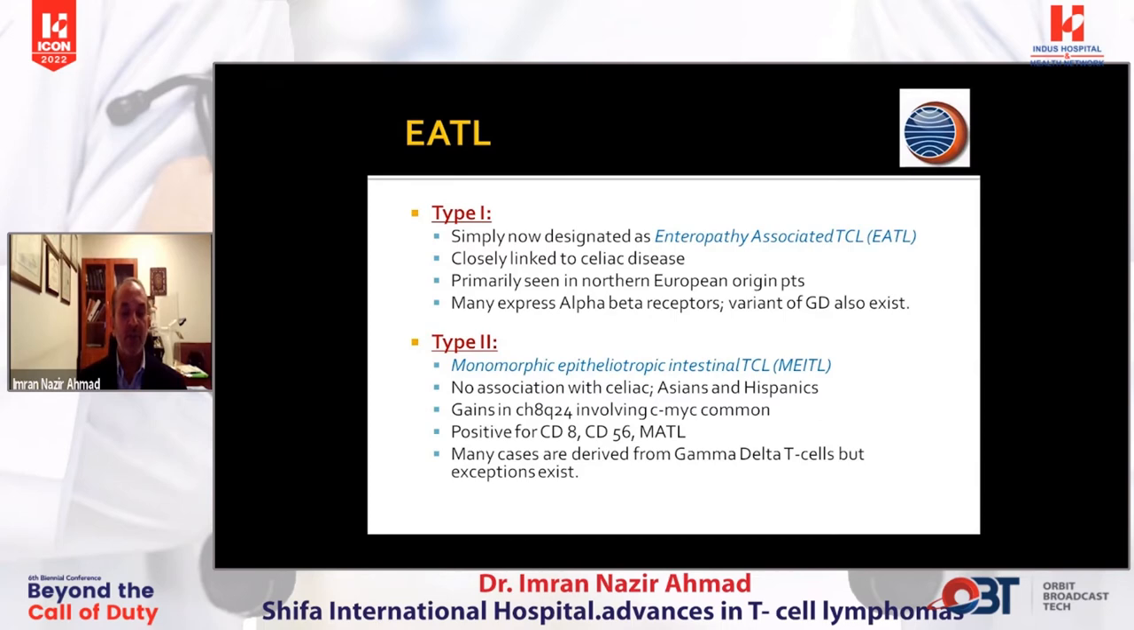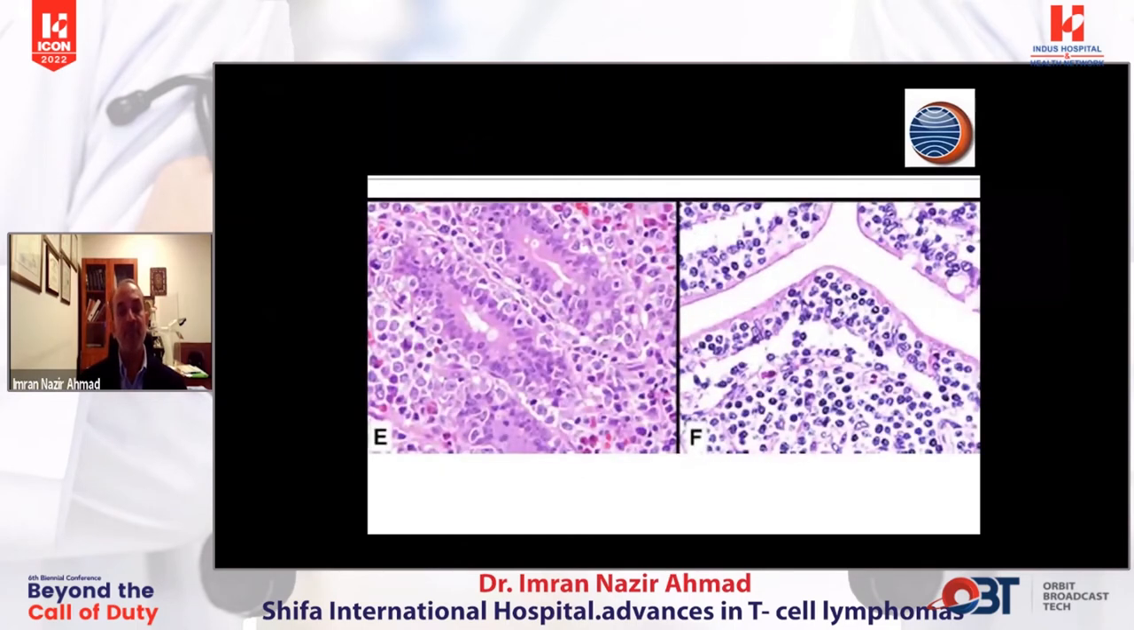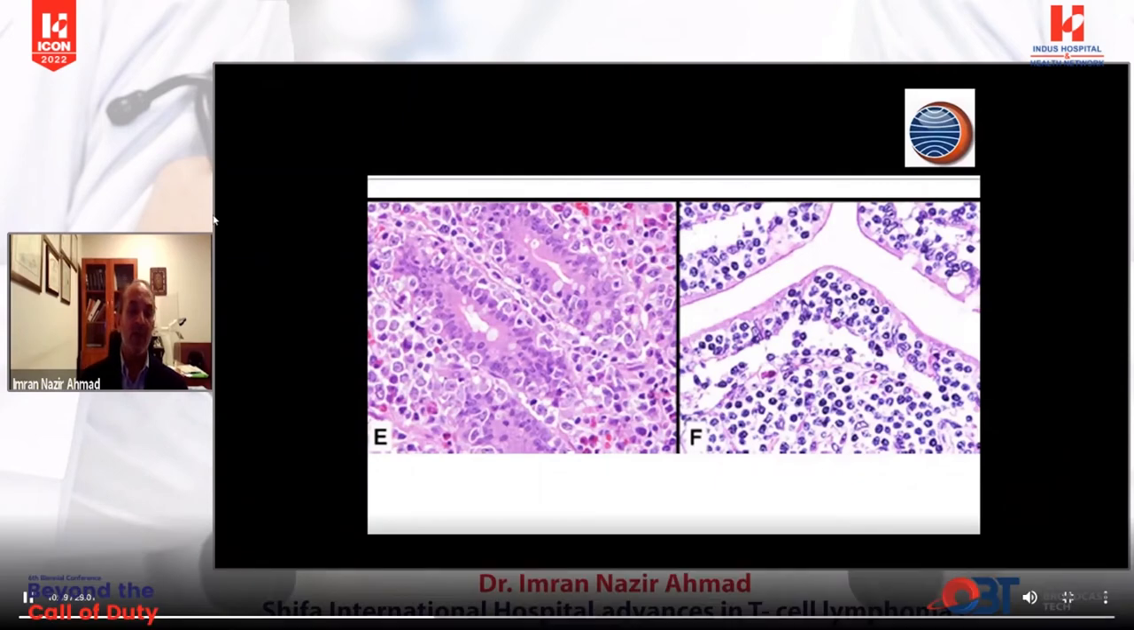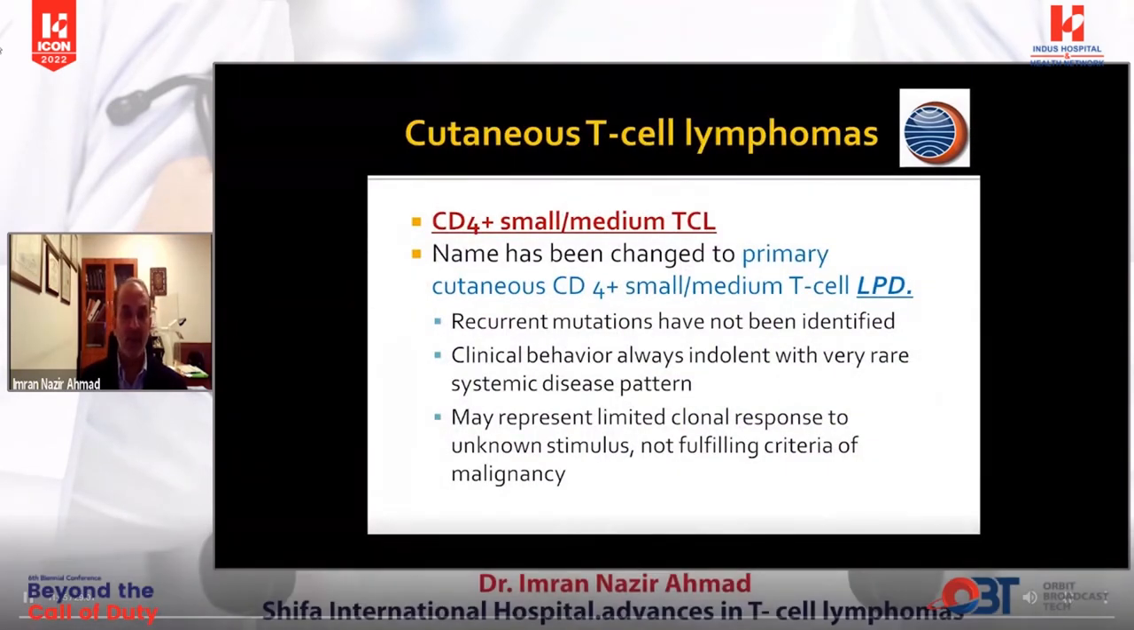These MEITL patients will have gains of chromosome 8q24 involving the c-MYC region. These cases are mostly CD8 positive, CD56 positive, and MATK positive as well. Most of these cases are derived from gamma delta, but exceptions are always there. So type 1 would be alpha beta, and type 2, which is now MEITL, is usually gamma delta. Just a picture to depict the monomorphic epitheliotropic intestinal T cell lymphoma. We have very monomorphic, similar size cells, which are involving the mucosa, crypt, and surface mucosa. So these are pretty aggressive lymphomas, by the way.